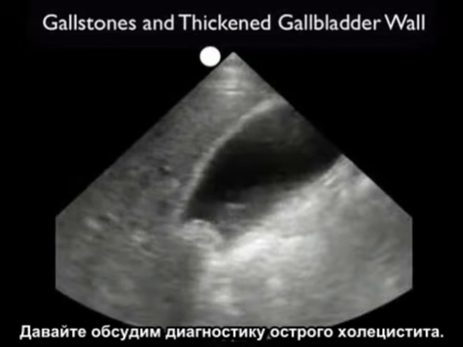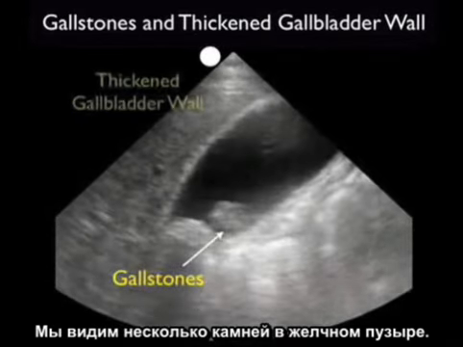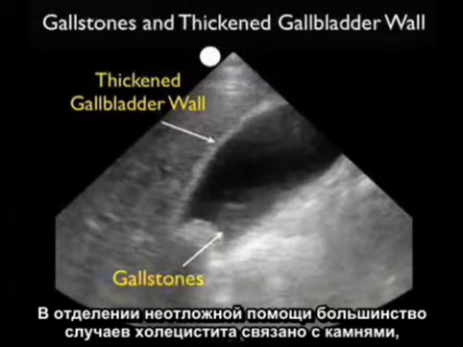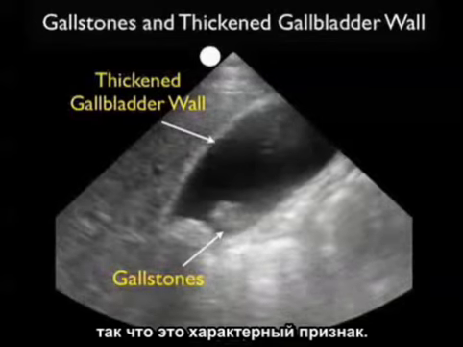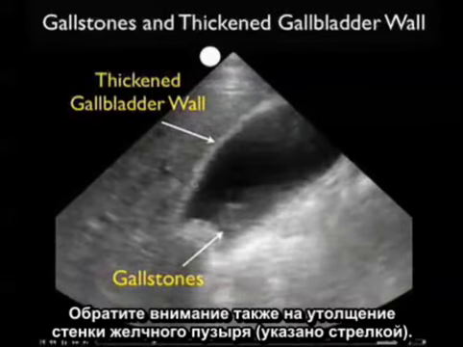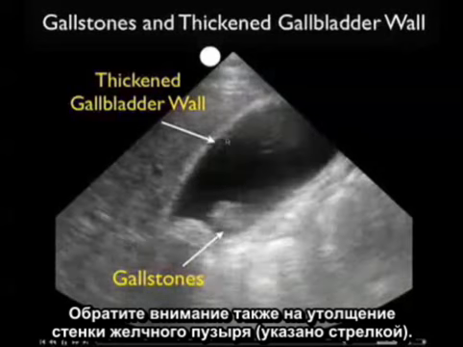Let's move on to a discussion of acute cholecystitis. Here we see a number of gallstones, and as most cases of cholecystitis in the ED are calculus or gallstone related, this would be a signature finding. Notice also the presence of a thickened gallbladder wall as referenced here with a small arrow.